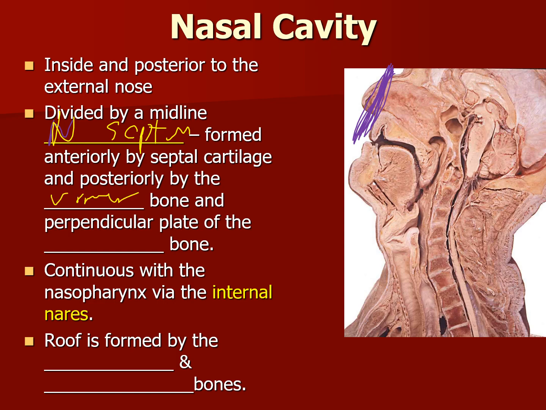It's supposed to say vomer. I'm going to need to get a new stylet here. And posteriorly by the vomer bone. The vomer bone and the perpendicular plate of the ethmoid.